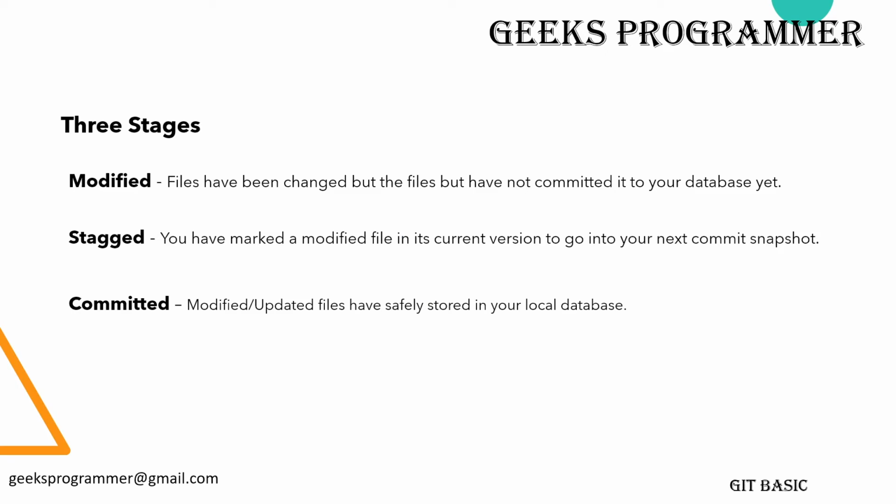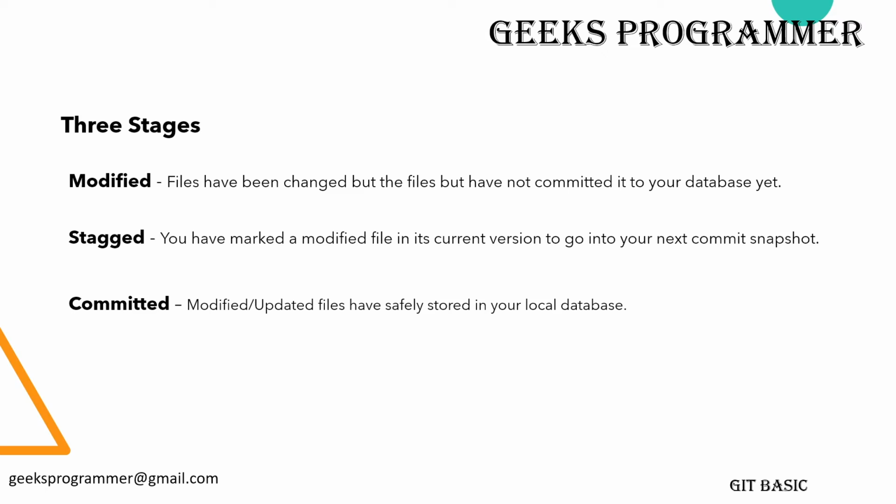Now you must understand the three stages of Git. Those are very important: modified, staged, and committed. Let's say you have a repository and you check out that repository. Don't worry about these words for now. We'll see a demo of everything in coming tutorials.